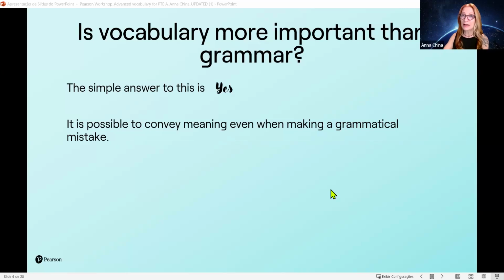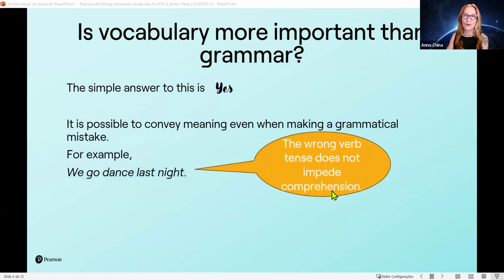To a certain extent, I mean, you have to have a minimal level of grammar for sure. But take a look here. For example, if I say, we go dance last night, the verb tense is wrong. However, you can still understand it, right? Now, remember, we're not dealing with the concept of grammar and vocabulary in test conditions. We're dealing with it from a general perspective, okay? So we go dance last night. The message is quite clear, right?